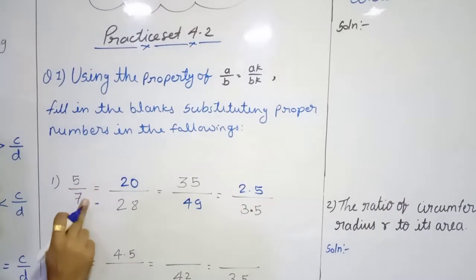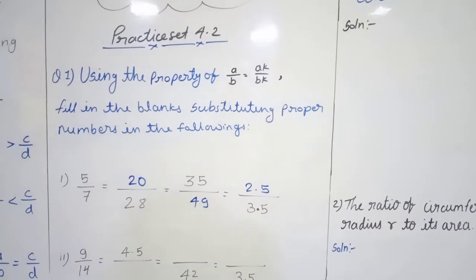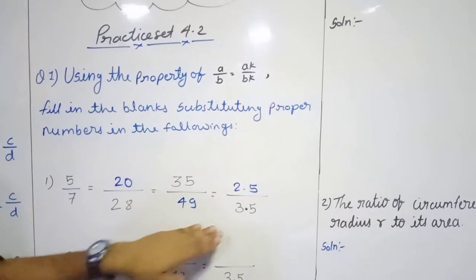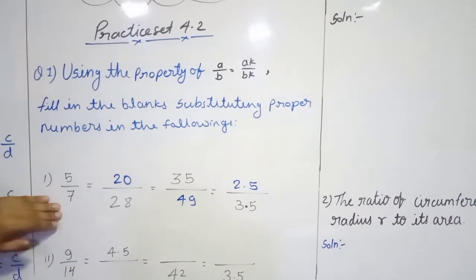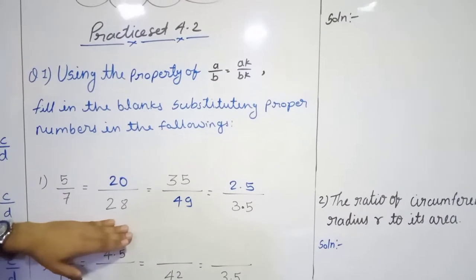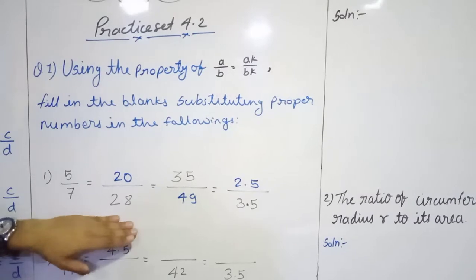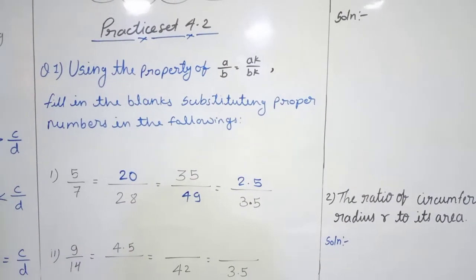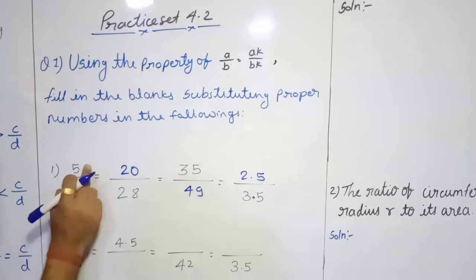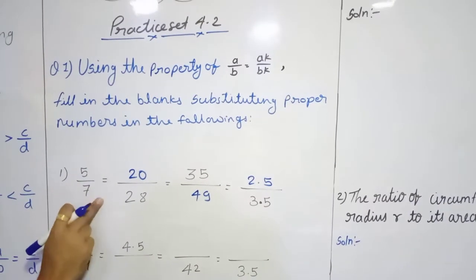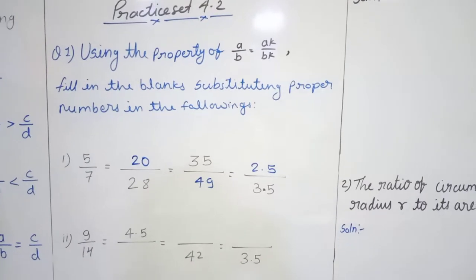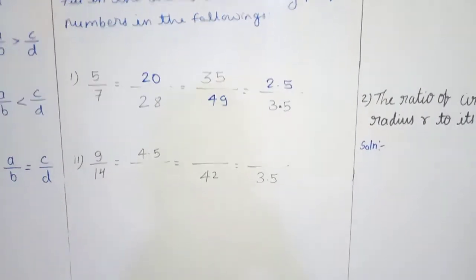In short, whatever change we do in the numerator, the same thing we have to do in the denominator also. So we complete the fill in the blanks of sub question 1 by applying the formula A upon B is equal to AK upon BK. You can see the change we did in the numerator, the same change we did in the denominator. The same way we have to solve sub question 2.